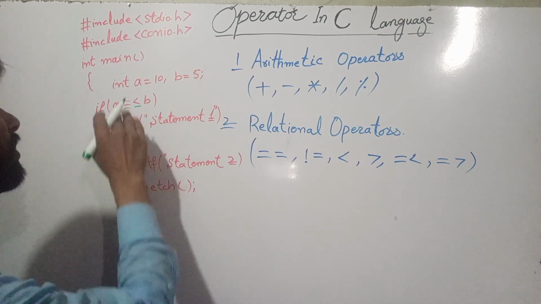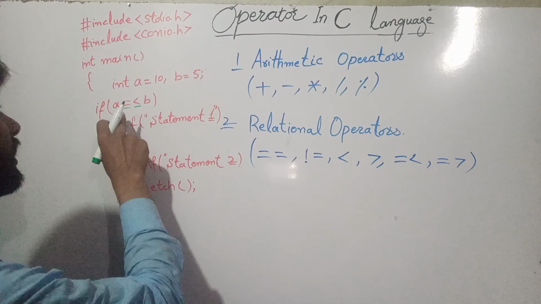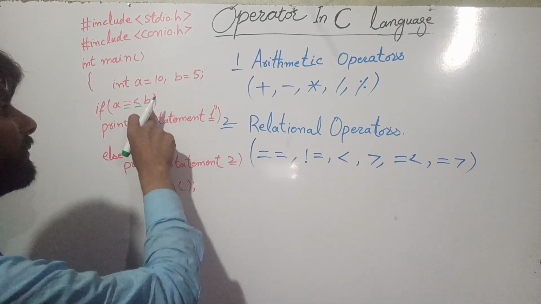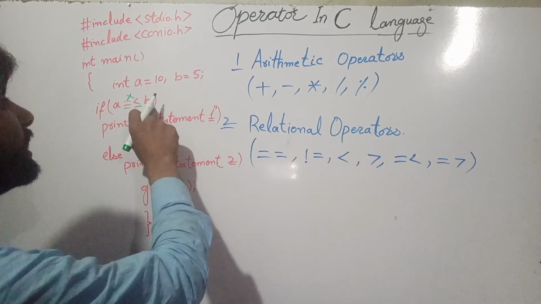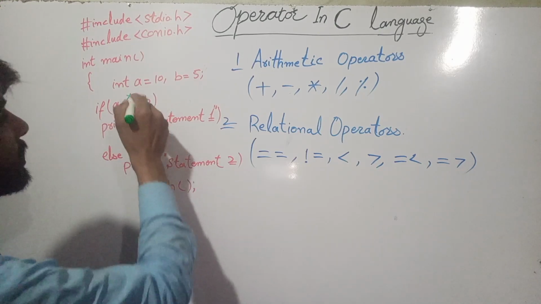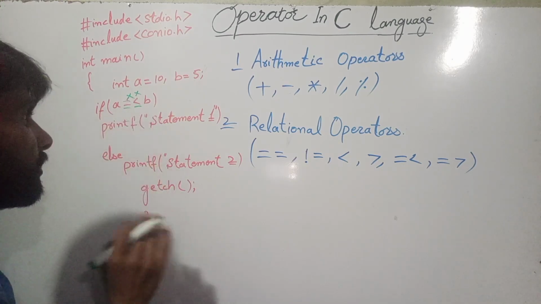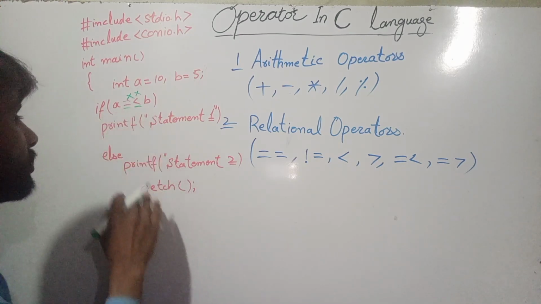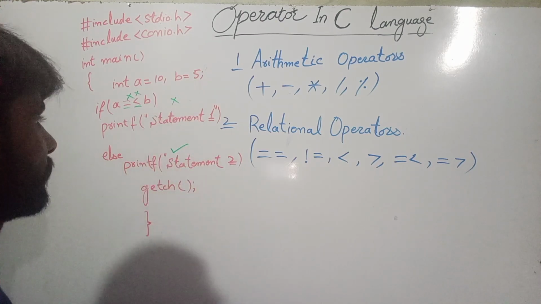So now we'll see how it works. A is 10, b is 5, right? 10 is not equal to 5. This is the wrong condition. And a is less than b. This is also a wrong condition, because both conditions are false. Now this statement will be skipped and this statement will be executed.